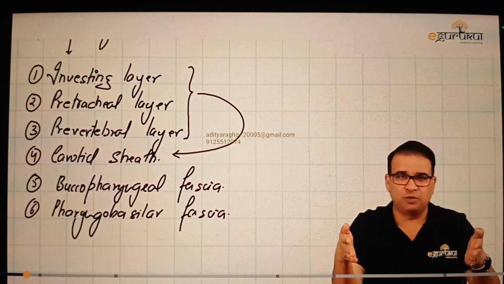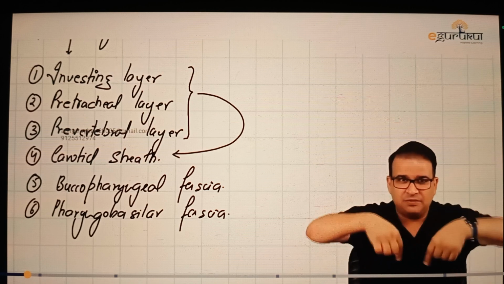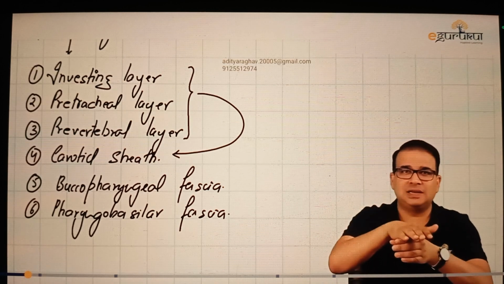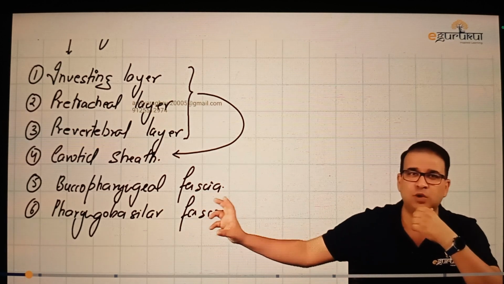So the one which is outside the pharyngeal wall and covering the buccinator is called buccopharyngeal. Buccinator as well as pharyngeal, buccopharyngeal. But the one which is covering the pharyngeal wall from inside and then is attached to the base of the skull, that is pharyngo-basilar. So remember that buccopharyngeal is outside and pharyngo-basilar is inside. Although we will be discussing these two fascias in more detail in the pharynx part.